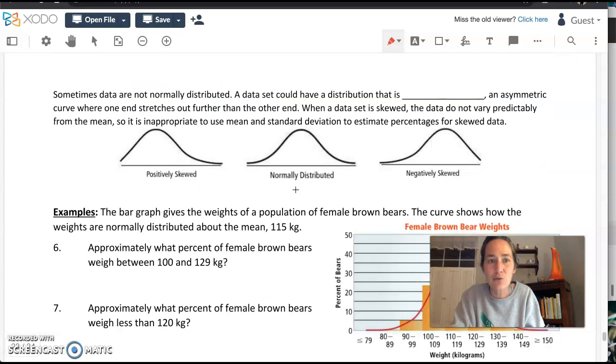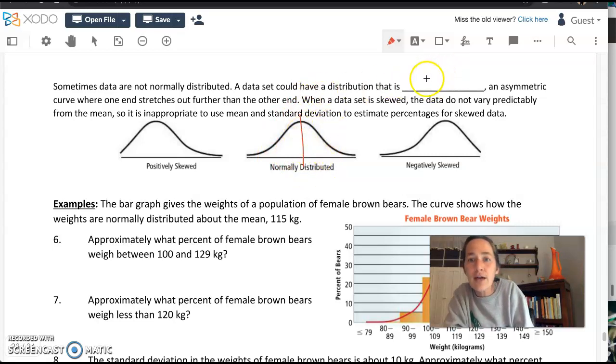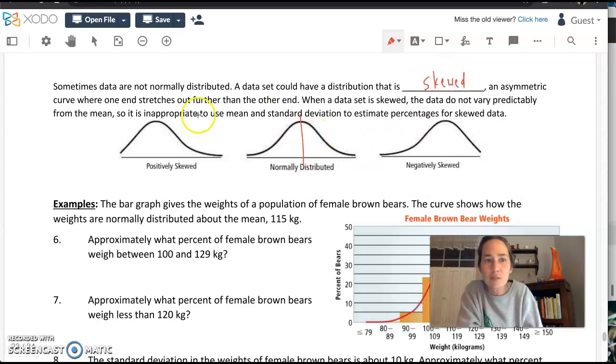I want to talk about skew with you too. Sometimes data in real life, we have to acknowledge that our real numbers aren't always going to be exactly like a bell curve, normally distributed like this middle picture with the mean right in the center. A data set could have a distribution that is skewed one way or the other. We mentioned this briefly on the last page. It's asymmetric. You have positive skewed, where a lot of the values, if this were a bell curve, many of the values fall on the low side. They also call this skewed right.